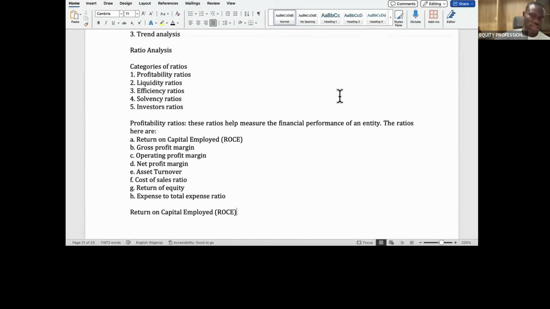If what they are saying is just compute the ratio, you are still going to do a lot of analysis. So my explanation will be more focused around that. So the first one talks about return on capital employed.